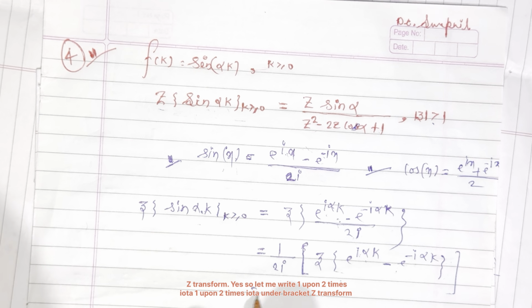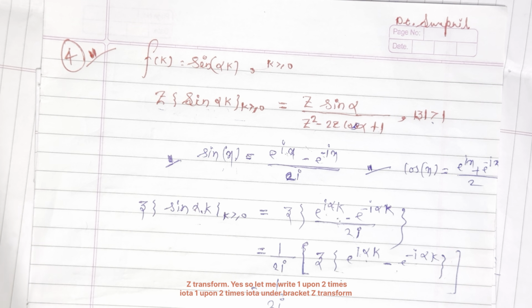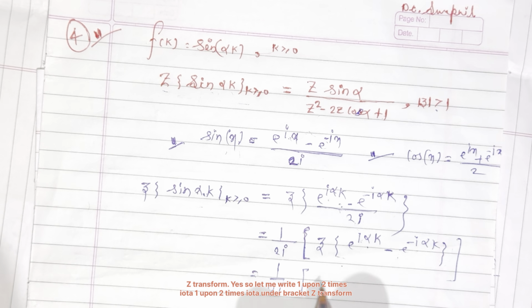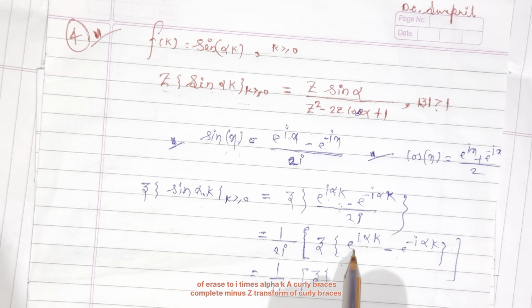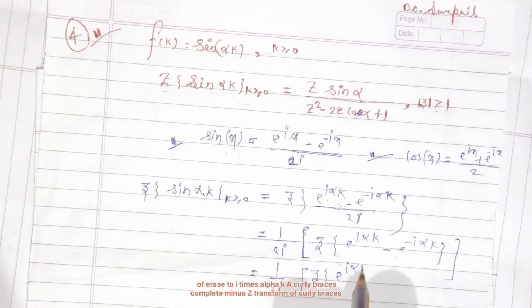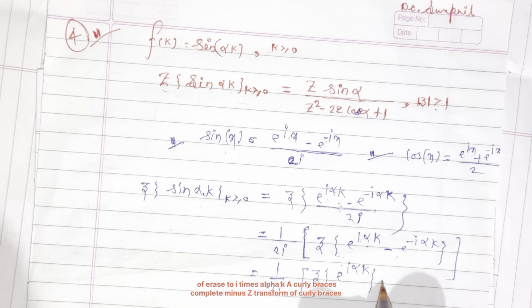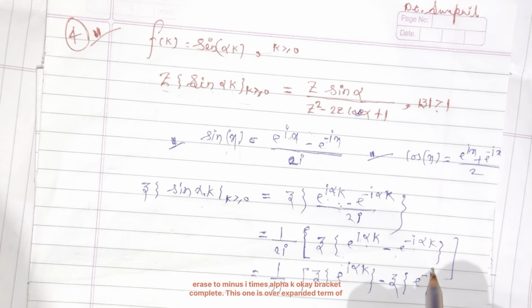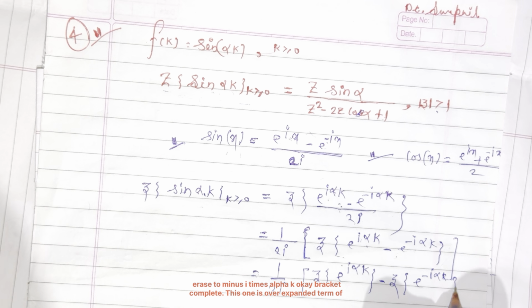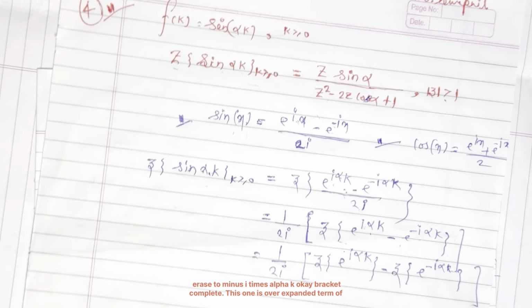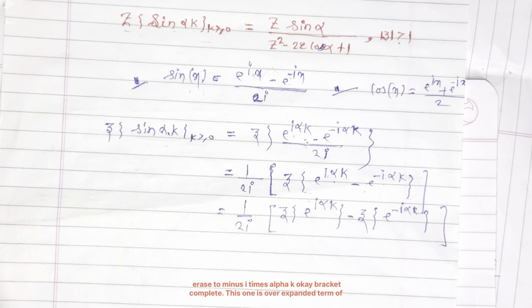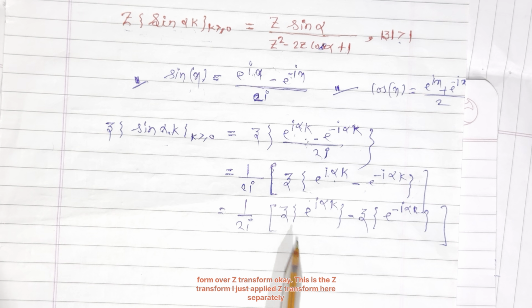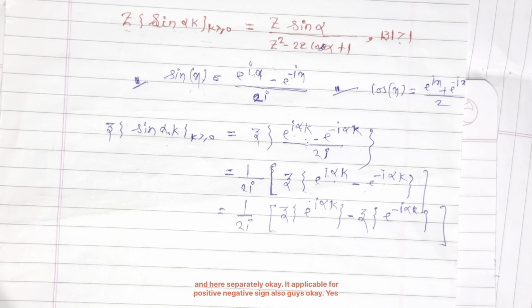So let me write 1 upon 2i, in brackets, Z transform of {e raised to i alpha k} minus Z transform of {e raised to minus i alpha k}, bracket complete. This is our expanded form of the Z transform. I just applied the Z transform here separately and here separately. It is applicable for the positive and negative sign also, guys.